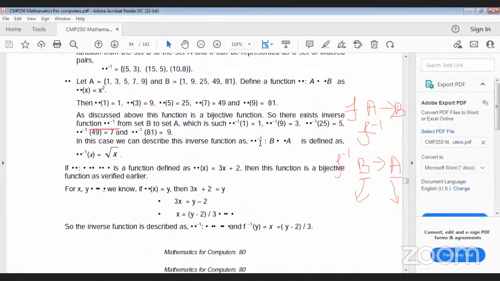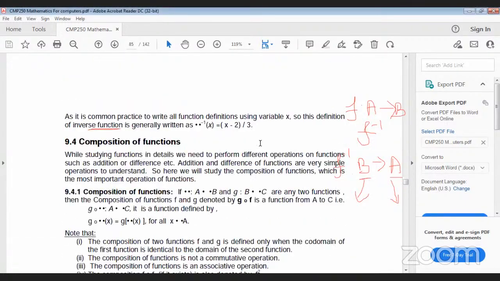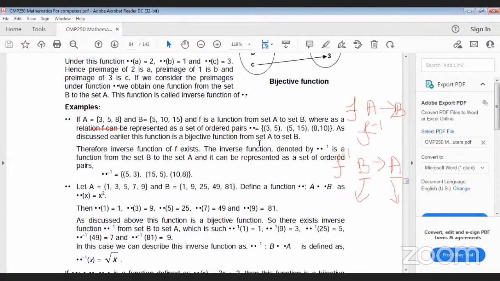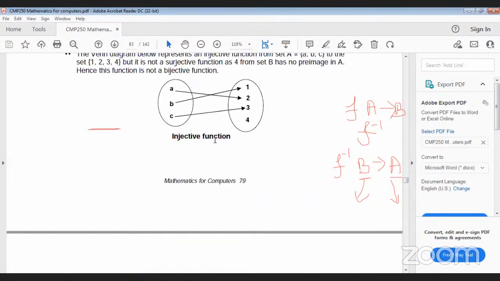First we will just discuss how many functions are there. Till here, did you understand function? So you have one-one function, onto function, bijective function, and the last one is the inverse function.